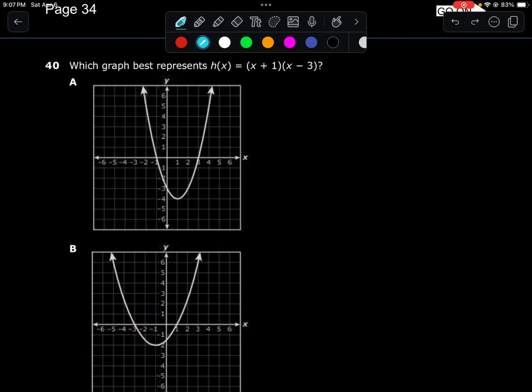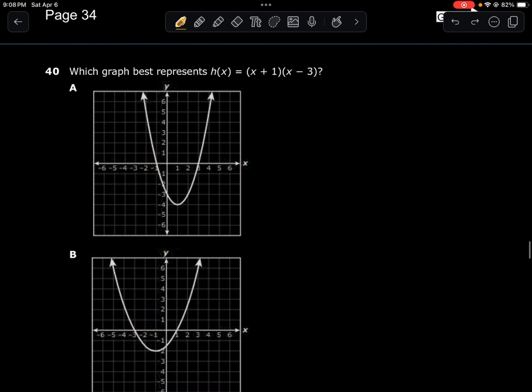Which graph best represents that? Okay, now I can probably figure this out without the graphing calculator. That could be a good opportunity to review the factor form. This is the factor form of a quadratic, and the factor form is this one: x minus x1, x minus x2.